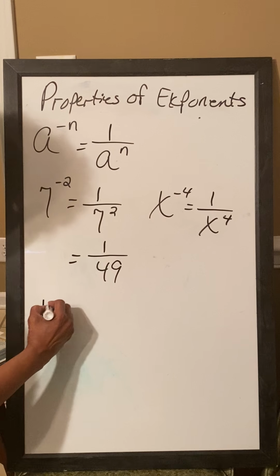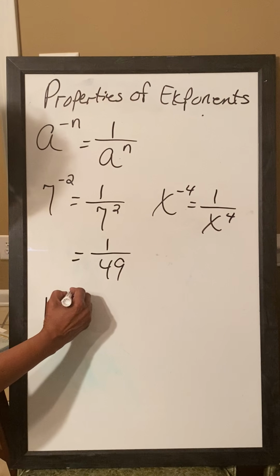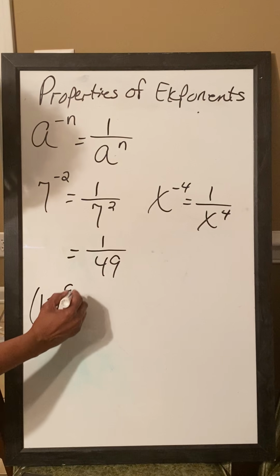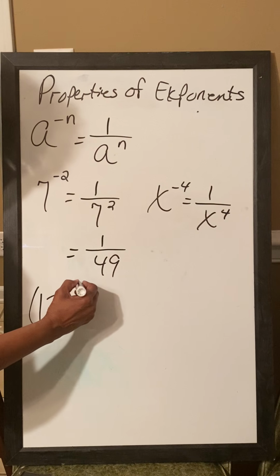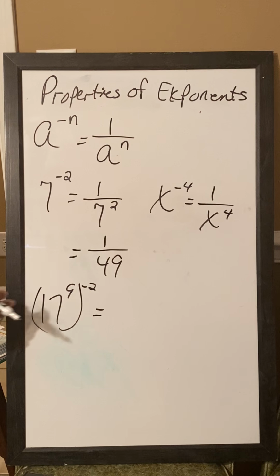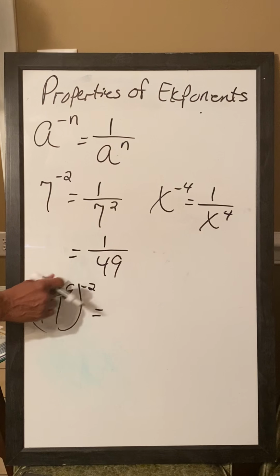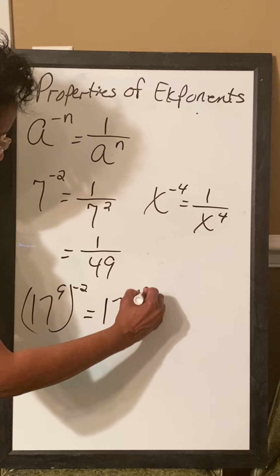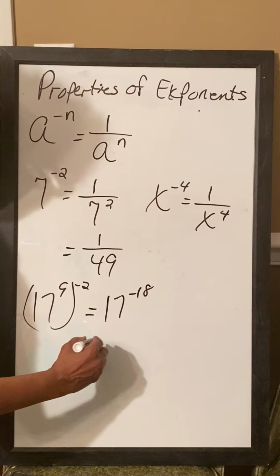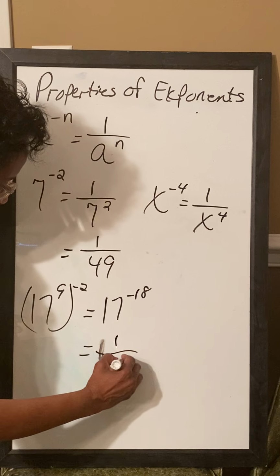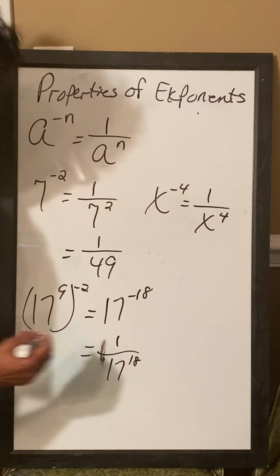If I had 17 to the 9th, let's say it's raised to the negative 2. Well, the first thing I'm going to do is I have a power raised to a power, so that becomes 17 raised to the negative 18. That becomes 1 over 17 raised to the 18th power.